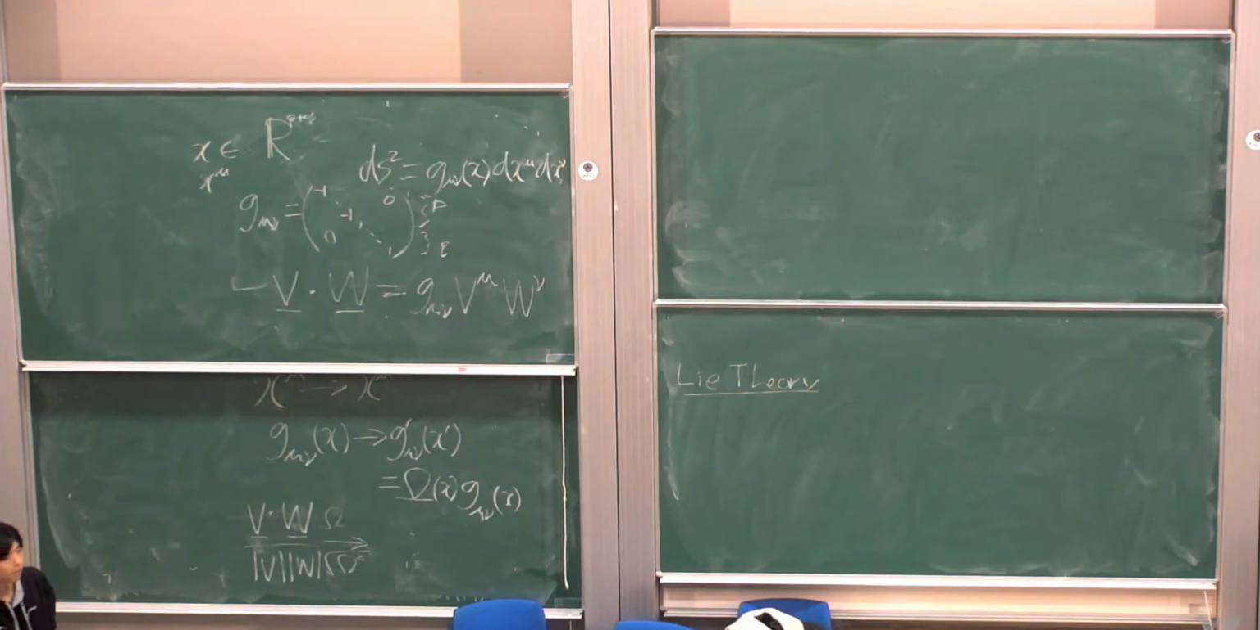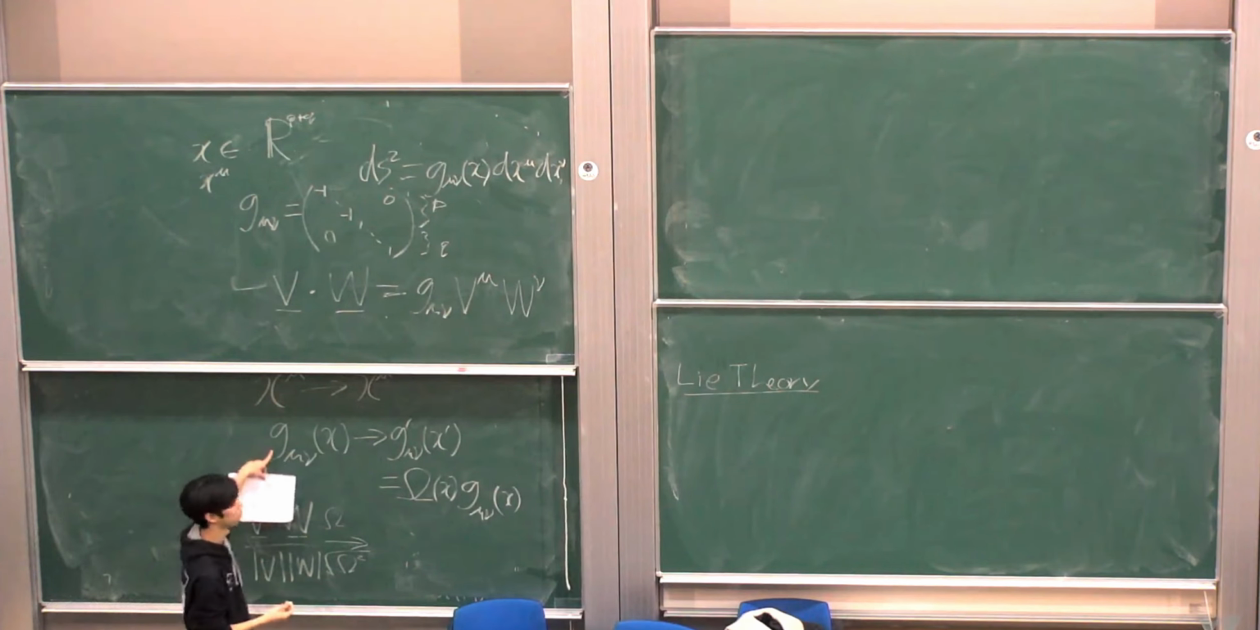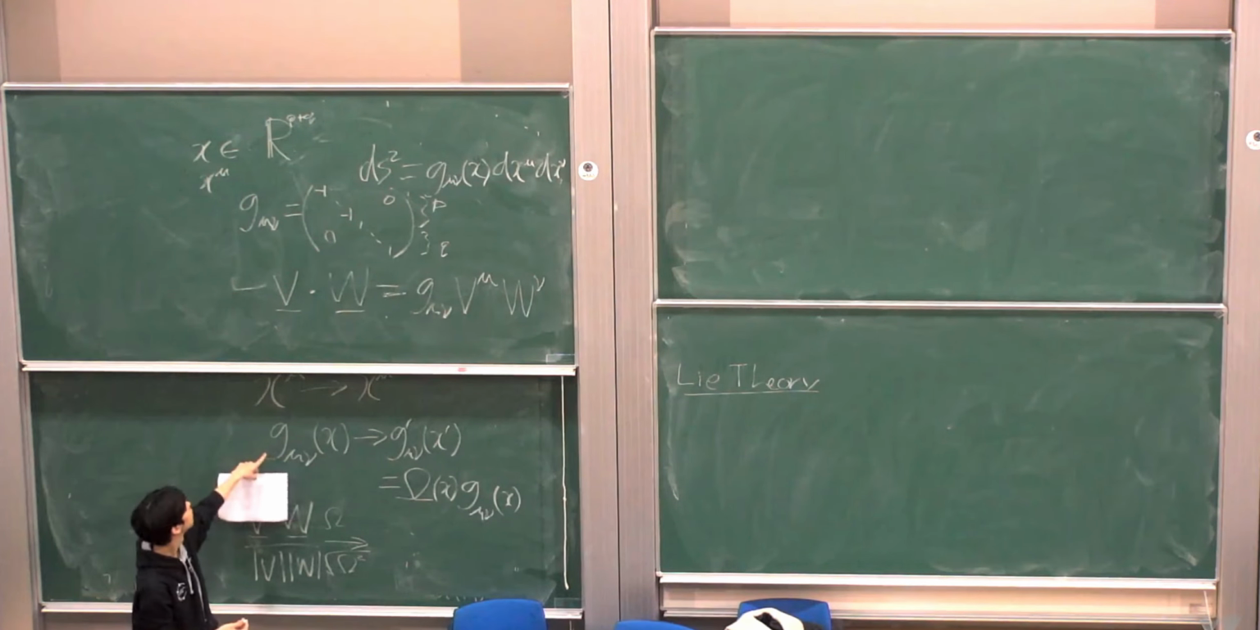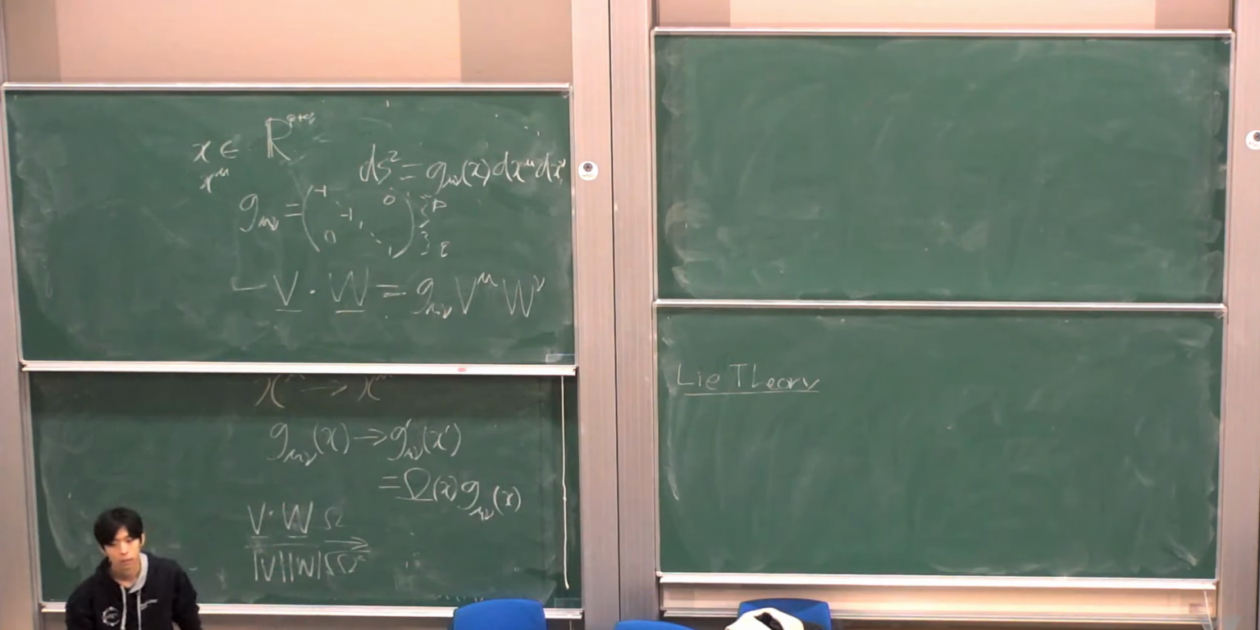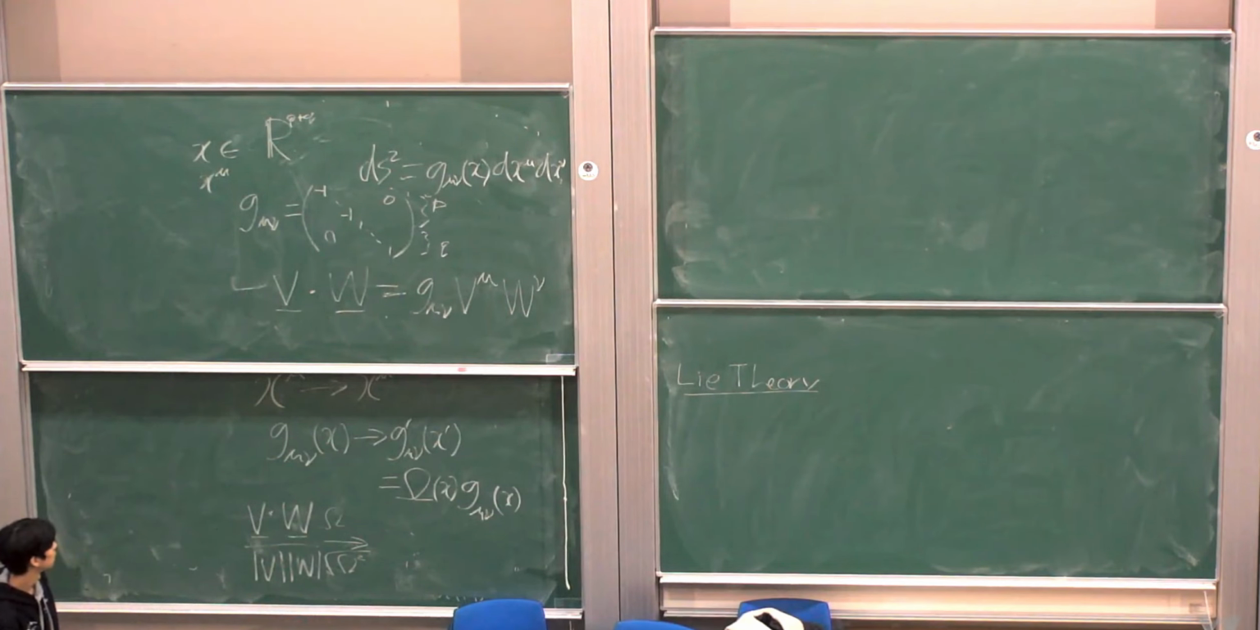I'm confused. Okay, so you want me to define what g is? No, what is this? You say g, this conformal map, is a map from x mu to x prime mu. What is this? Oh, this one.